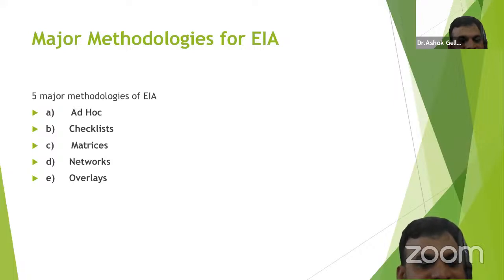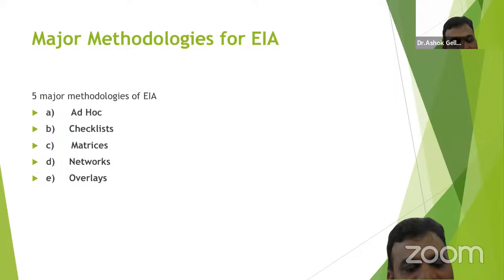Next one is the matrix method of EIA. The matrix method provides a framework for interaction between the project location activities and their environmental impacts. It can evaluate the degree of the impacts of project activities on environmental resources.